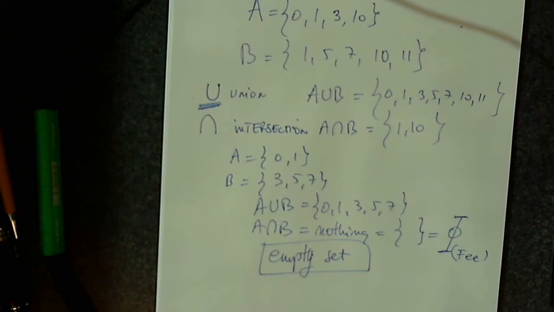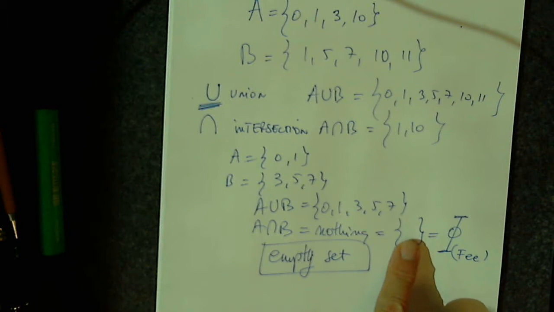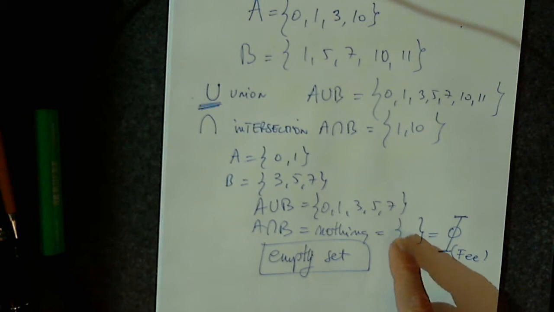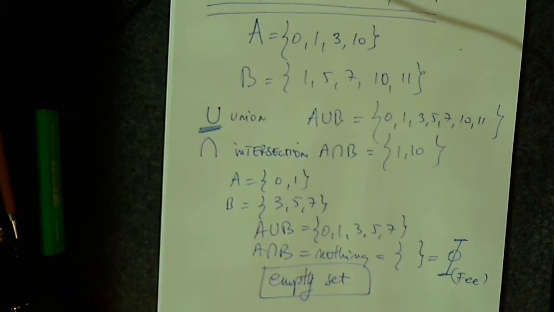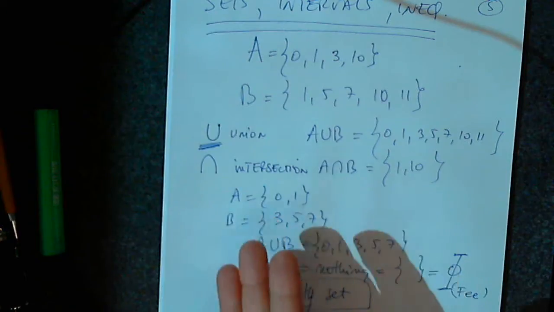Nothing. I don't have anything. No element. Not even 0. Nothing. It's empty. Nothing is empty. This is the symbol for the empty set. So this is how we address union and intersection of sets.